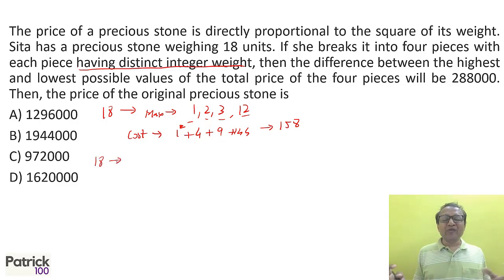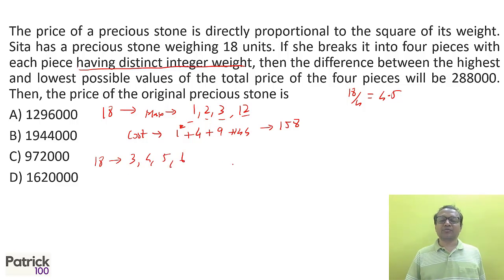Now for lowest weight, they have to be close to each other. Close to each other means the average, 18 upon 4, is 4.5, so around 4.5, which will be 3, 4, 5 and 6. Average is 4.5. For the closest, it should be as low as possible. So 3, 4, 5, 6 is the close value to each other. 3 square is 9, 4 square is 16, 5 square is 25, 6 square is 36.